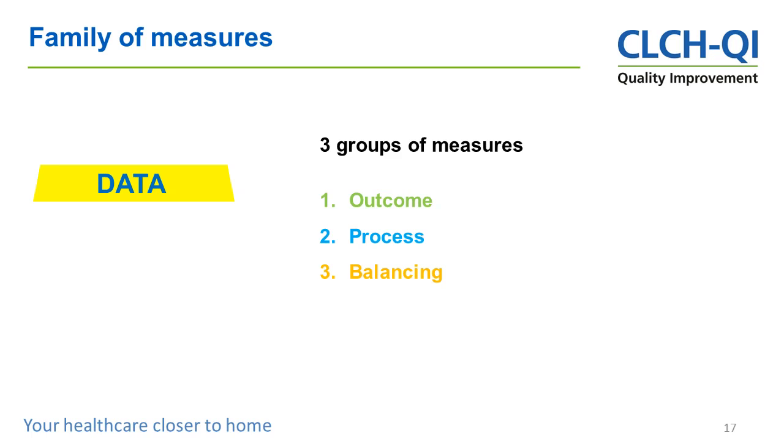The third type of measure in the family of measures is known as a balancing measure, and not every project will have one of these. Balancing measures look at the unintended consequences of your improvement work or the knock-on effects. So if you're looking at, let's say, the pressure ulcers in a rehab unit, you may get patients out of bed more frequently in order to reduce the prevalence of pressure ulcers. But in doing so, there is potentially a risk of increasing the falls rate.